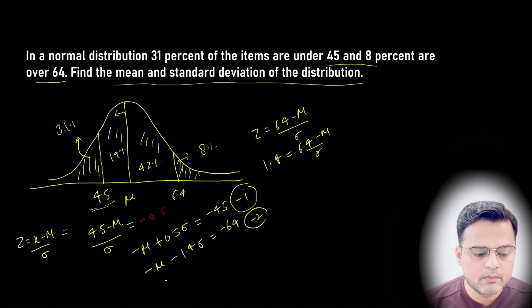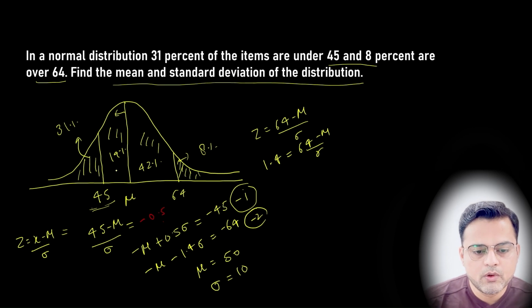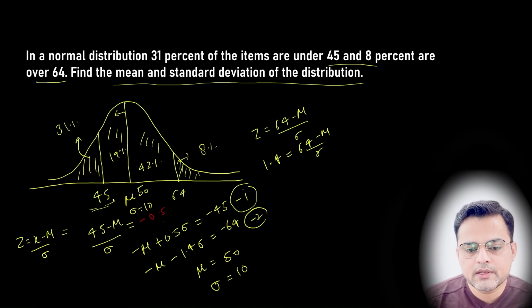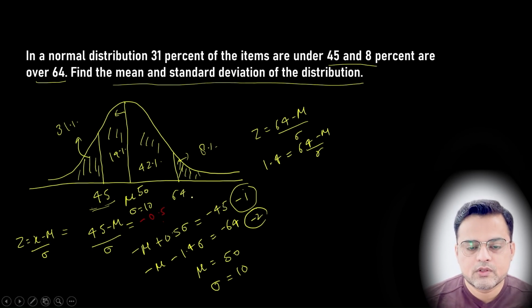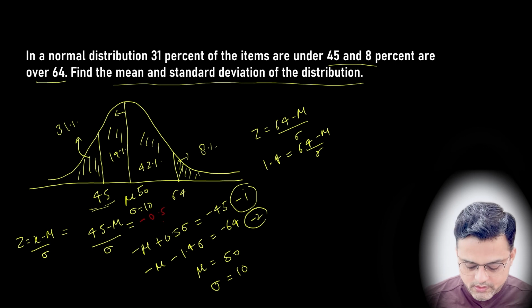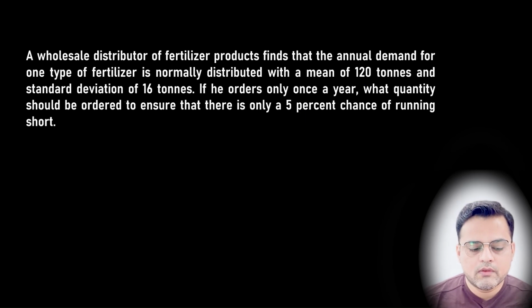So if you solve both the equations, you will get mu is equal to 50, sigma is equal to 10. So your mu will be 50 and sigma is equal to 10. So if you see, this particular 45 lies within 1 standard deviation and this 64 lies within 2 standard deviations. So that's how you have to solve the normal distribution questions. Now we'll see one more example.